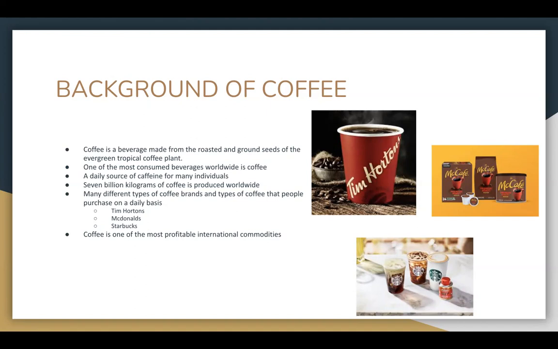There are 7 billion kilograms of coffee produced worldwide. There are many different types of coffee brands and places that people tend to get coffees from. Some popular places people choose to purchase coffee are from Tim Hortons, McDonald's, and Starbucks. Coffee is one of the most profitable international commodities since so many people around the world consume it.